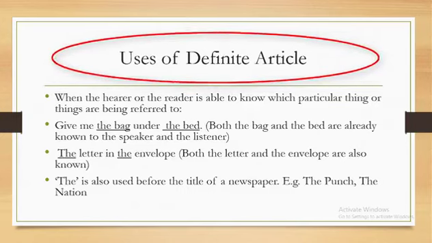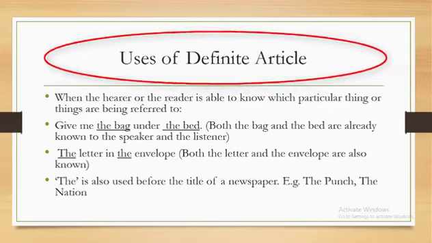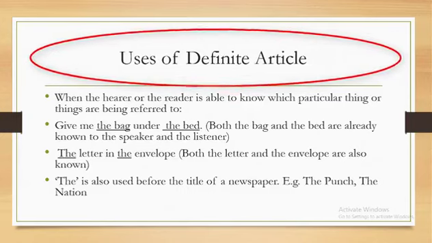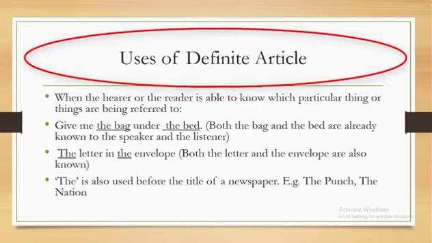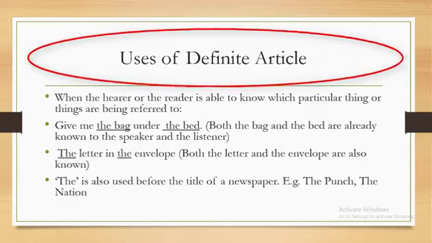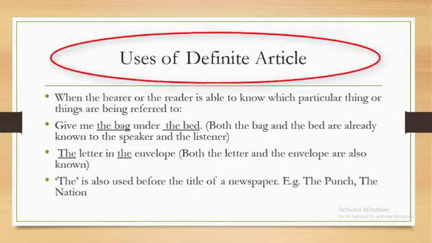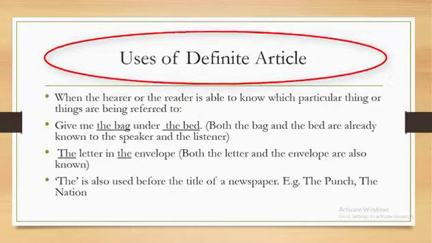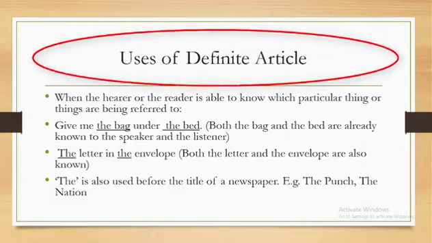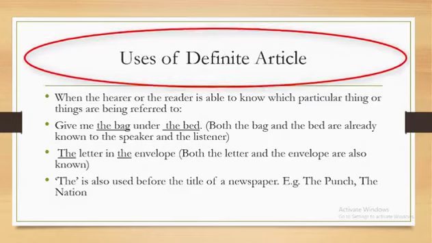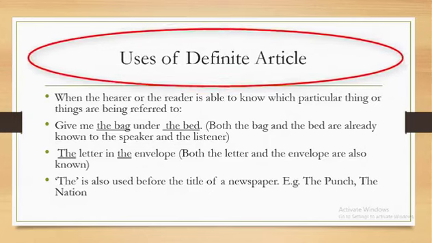You can also use article the when you and the person reading know the particular thing that is being discussed. Give me the bag under the bed. So there is a bag under the bed. So give me the bag, and the person in question knows the bag you are talking about. So that's why you say give me the bag under the bed.